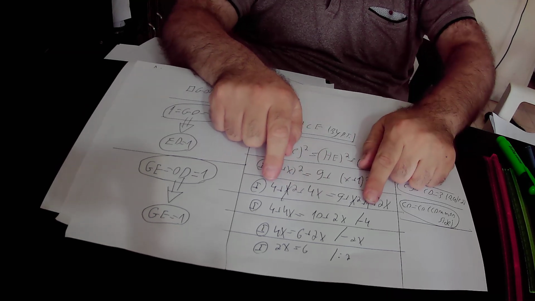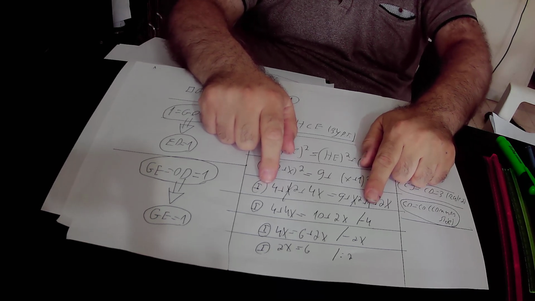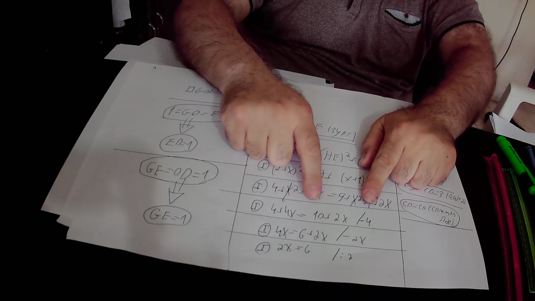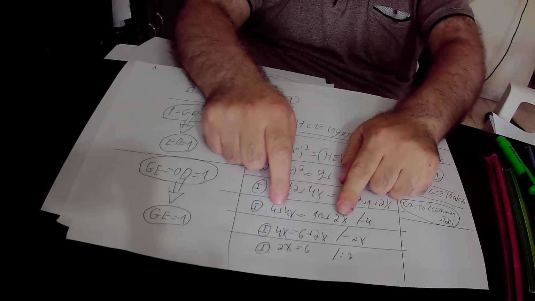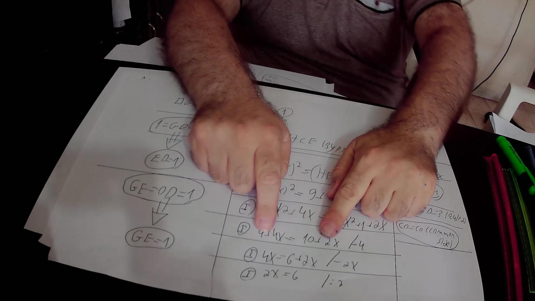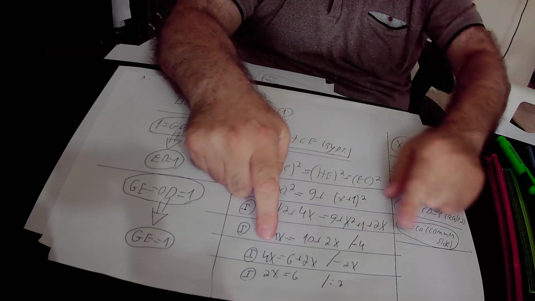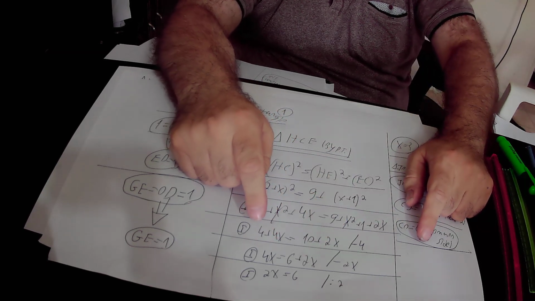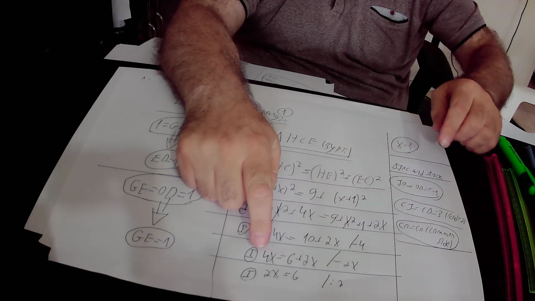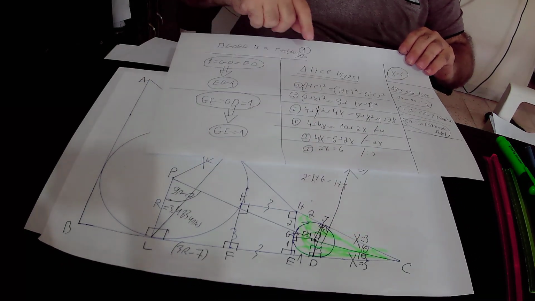We subtracted 4 from both sides and found that 4x equals 10 minus 4, which is 6, plus 2x. We subtracted 2x from both sides and found that 4x minus 2x is 2x, and 2x equals 6. Here we divided by 2, and we got that x equals 6 over 2, that is 3. So here x equals 3 units.